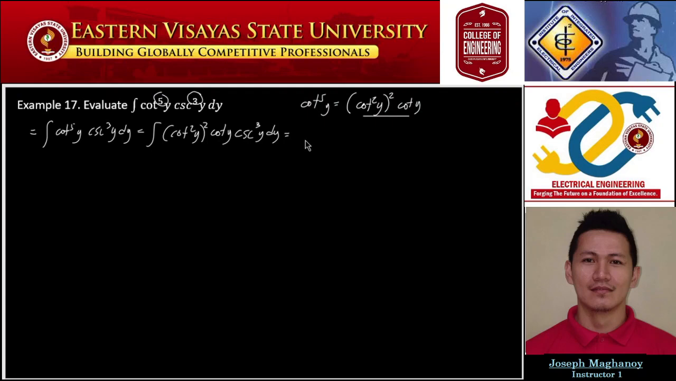Okay. So what is our next step? We need to get the trigonometric identities of cotangent squared y. If you can recall, cotangent squared y is equal to cosecant squared y minus 1. So if we're going to rewrite our function again, that is cosecant squared y minus 1, squared. Copy the remaining cotangent y cosecant cube y dy.